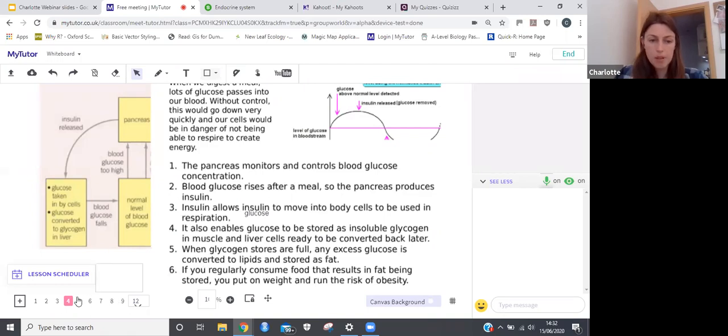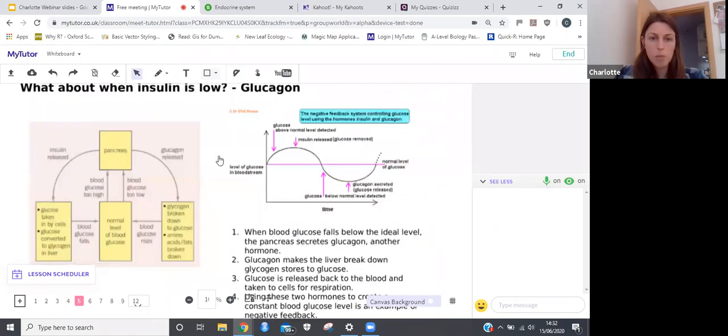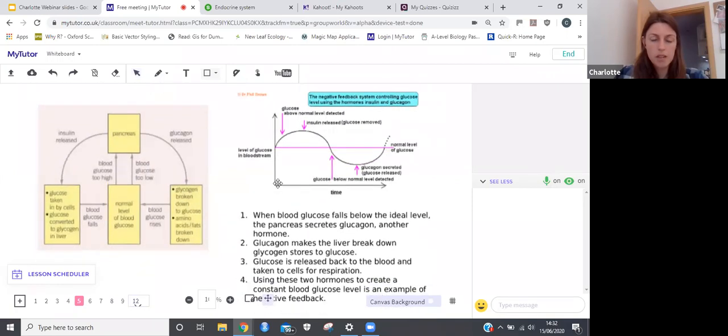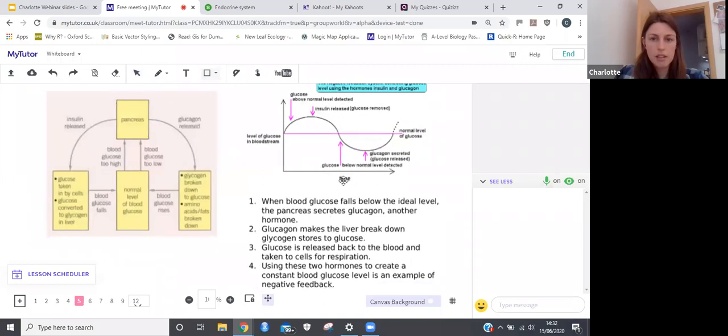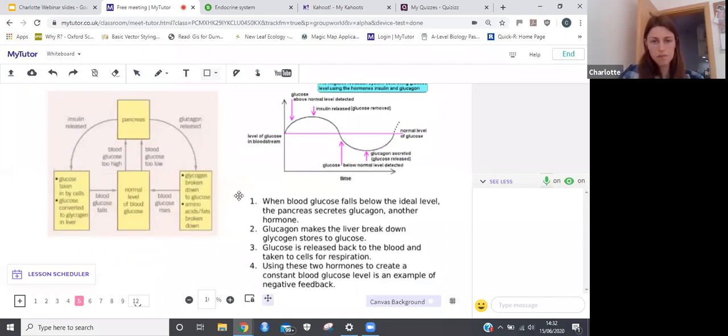So what happens when blood glucose is low? Then we use a hormone called glucagon, which kind of completes that picture. So if we look at the graph that we started on the last slide, you can see after a meal, we've got lots and lots of glucose in the bloodstream. Abnormally high levels of glucose are detected by the pancreas, insulin's released, all that glucose, or as much as possible, is taken out of the bloodstream.